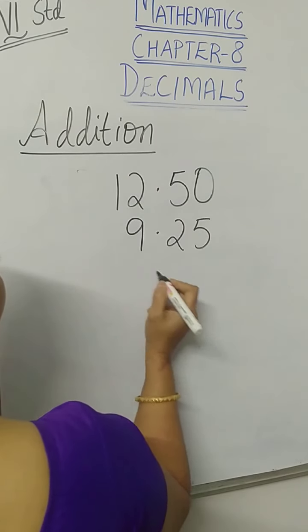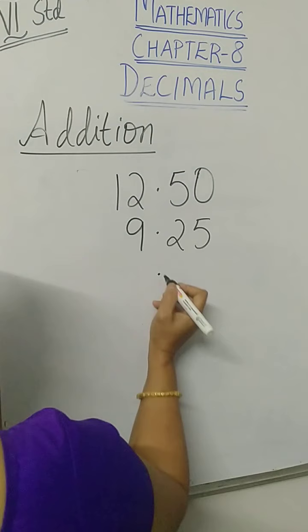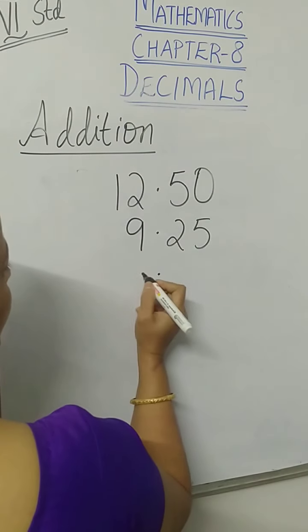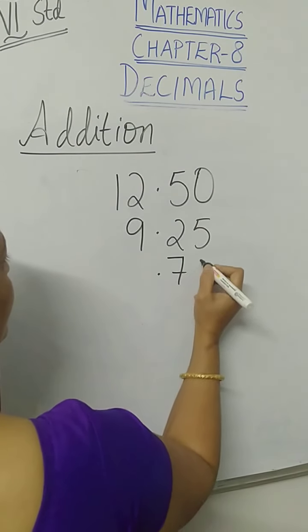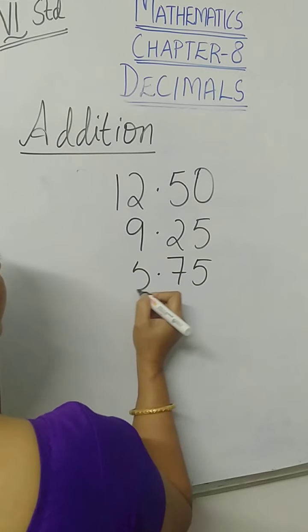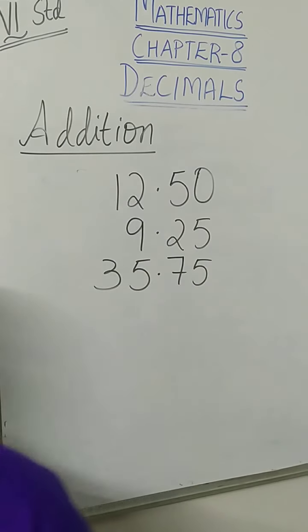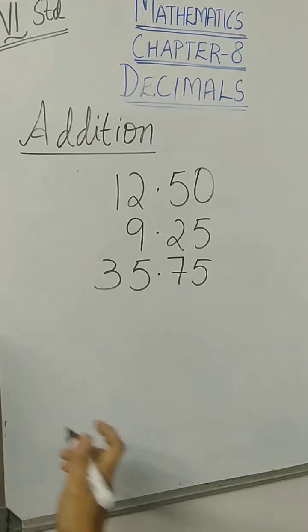Next I wrote it as 35.75. So decimal will be in the same line. 75 will come after the decimal. 35. So 5 will be here. 3 will be here. This is the way you write down the numbers.